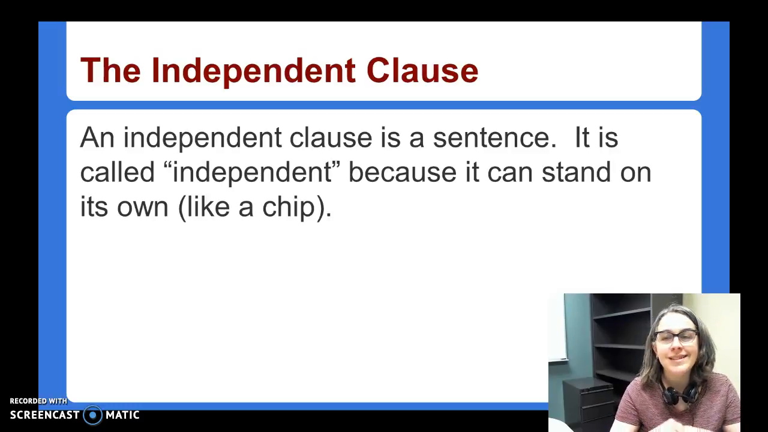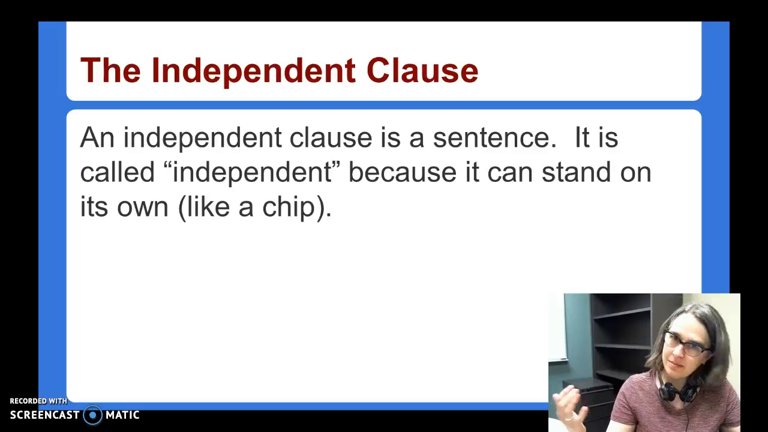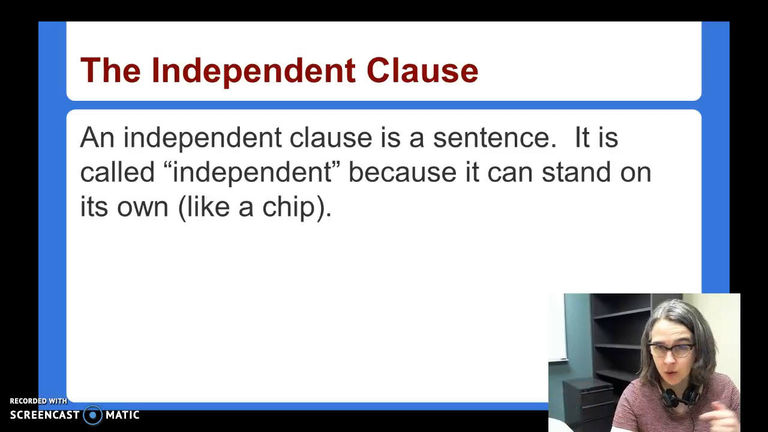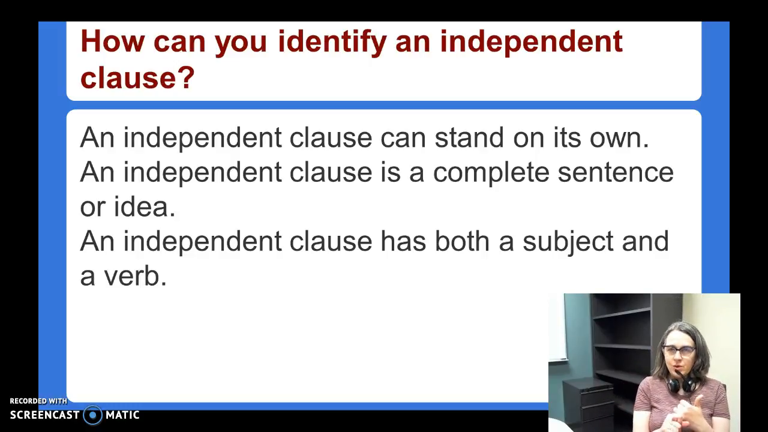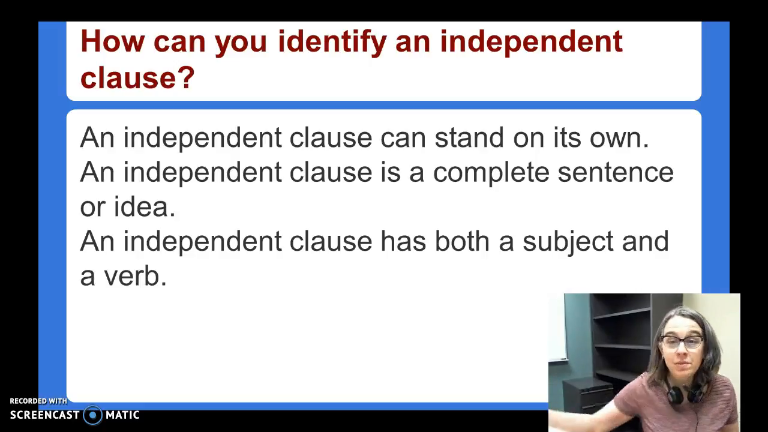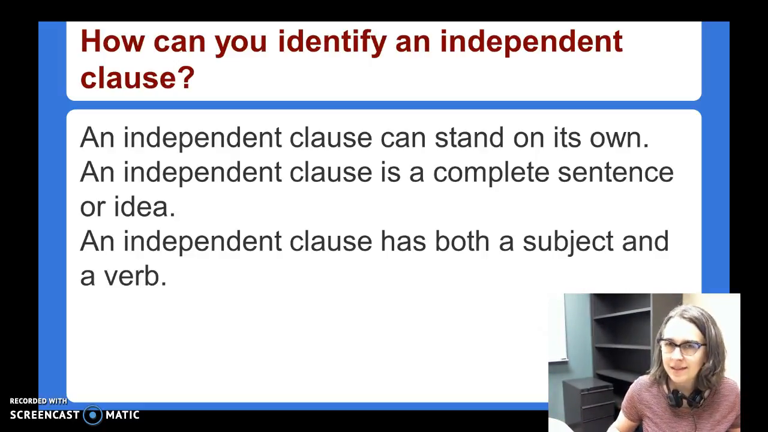So an independent clause is a sentence, and it's independent because it can stand on its own, just like our tortilla chips example. So how can you identify that something is an independent clause? Well, like I said, it can stand on its own, and it also expresses a complete idea. It has a subject and a verb. If someone swung open the door and said that sentence, it would make sense to you. You might need some context, but it would make sense. So it has a subject and a verb, right? An action word and the thing that is doing the action. And it expresses a complete thought.